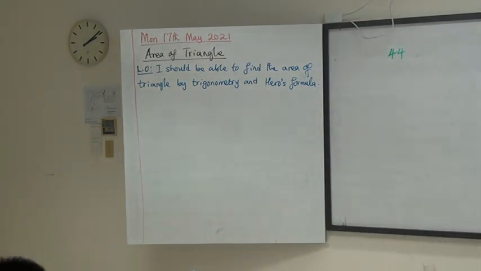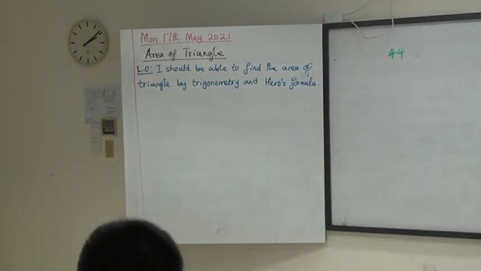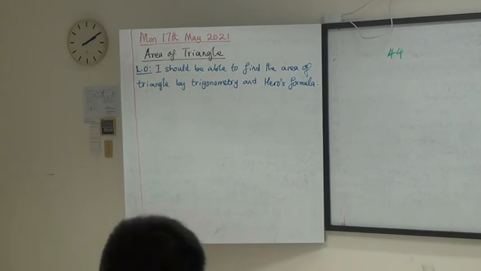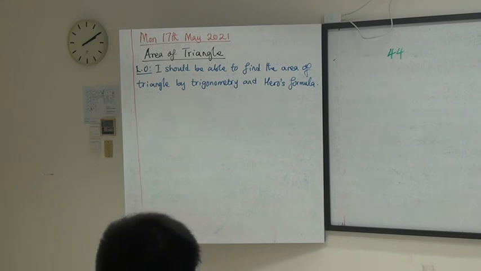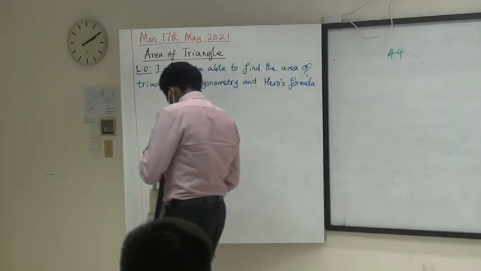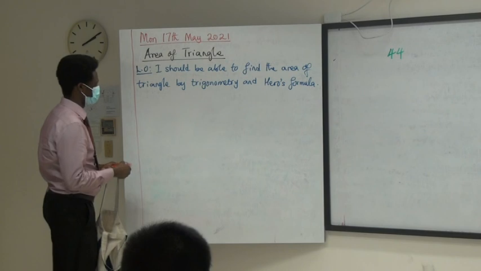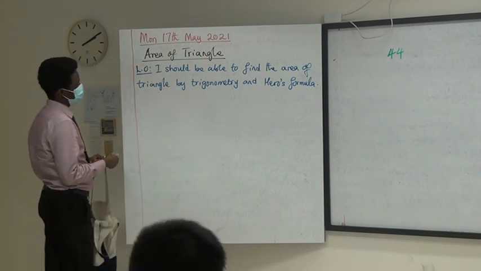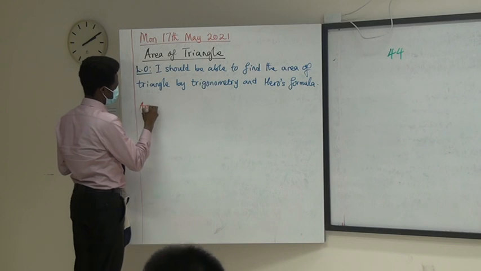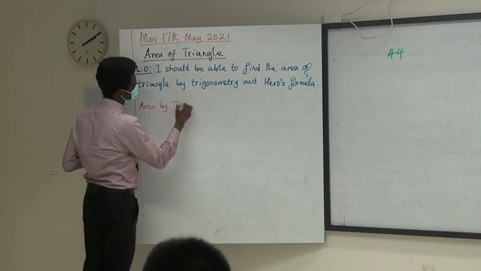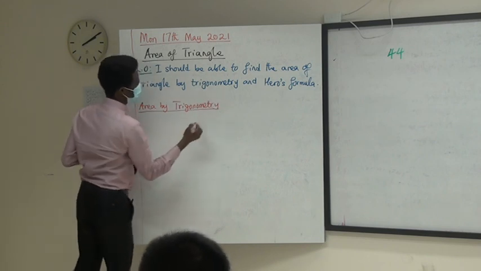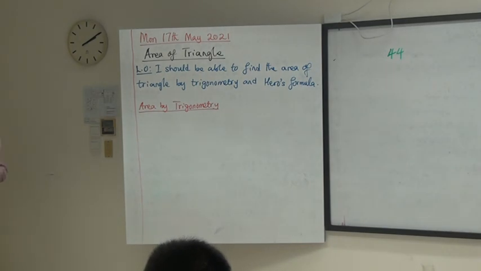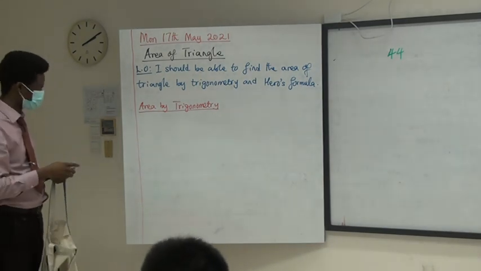One is the half base times height that you always do. What if you don't have your height? Which other way can we do it? So the first time we're going to do area of triangle by trig. That I will show you how, but for the other one I'm just going to state the formula and then you'll be able to do it.